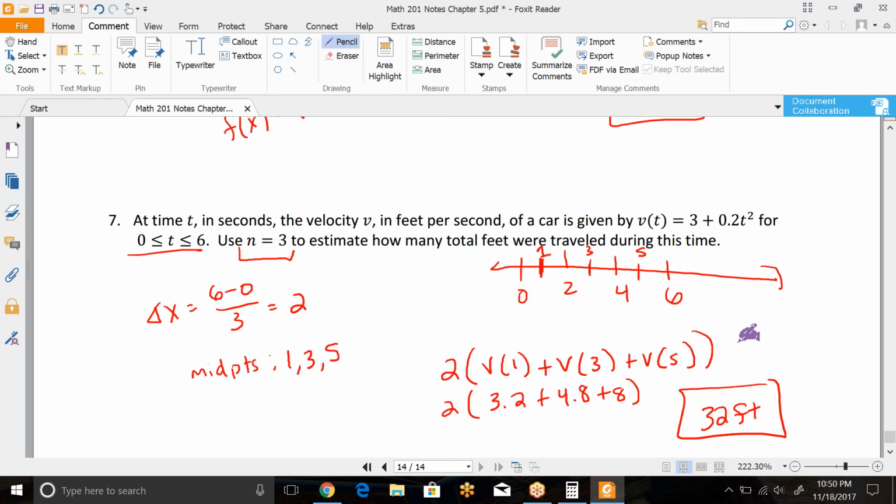So that's pretty interesting. We found all of these things out by using the midpoint rule. It allowed us to estimate area under a curve, even if we couldn't take the antiderivative. So that's the end of this section.